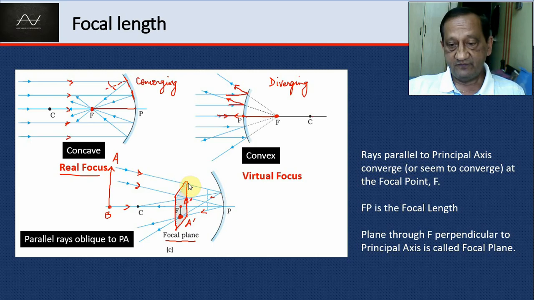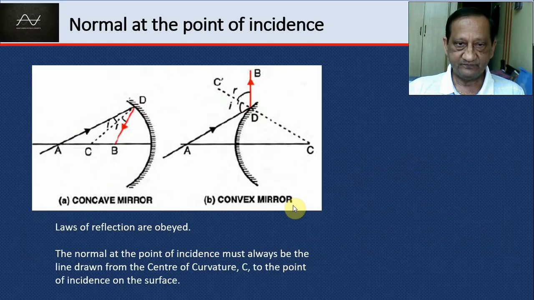The image is formed within the focal plane if the parallel rays are oblique to the principal axis. But if they are parallel to the principal axis, then it is a point image formed at the focal point, either a real image or a virtual image. So that is the concept of focal length.